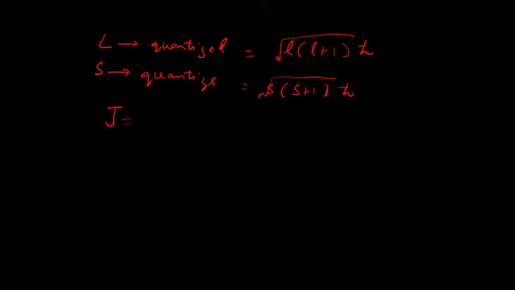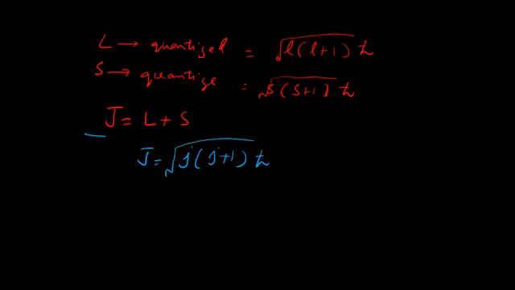As J is the sum of the angular momenta L and S, J is also quantized. So J has the value under root J into J plus 1 times h cut. As J is equal to L plus S, and spin can have the value plus half or minus half, J can have the value L plus or minus 1 by 2.